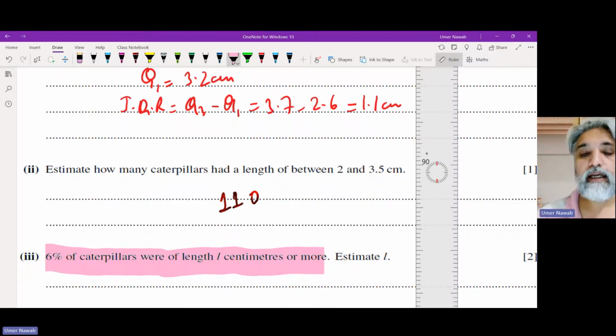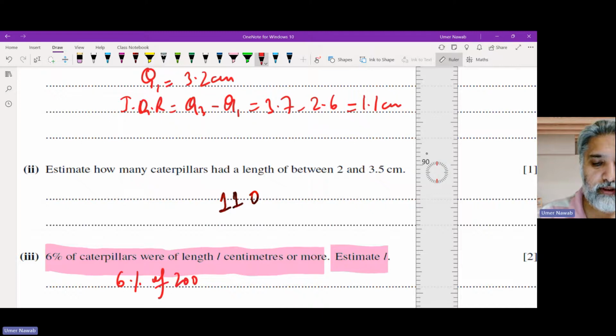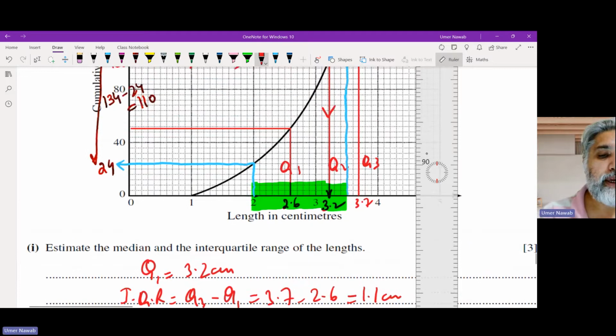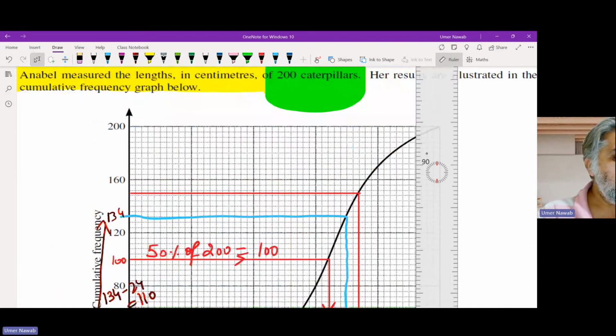Now he said 6% of caterpillars were having length L or more. Okay, we want to find that L. Can I find 6% of 200? When I find 6% of 200, that gives me 12. But this 12 is not from here, not from here. No, we have to find from the top. So from the top, 12 is where? This is, guys, 196. This is 192. And this is 188.